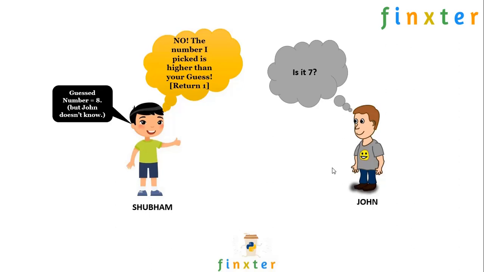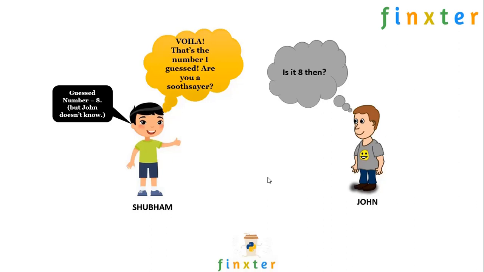Now, when you write the program, the output that will be returned by the function in this case is 1. Because as you can see, the number which John guessed is lower than the number that Shubham had picked. In other words, Shubham had picked a number which is higher than the number that John guessed. So once again, John asks, "Is it 8 then?" Now Shubham says, "Yes, that's the number I picked." Now I hope with the help of this example, you have a clear idea about what the question asks you to do.